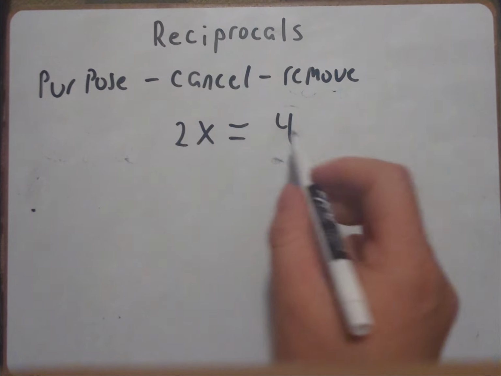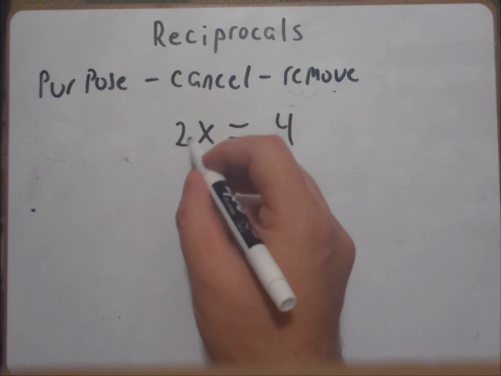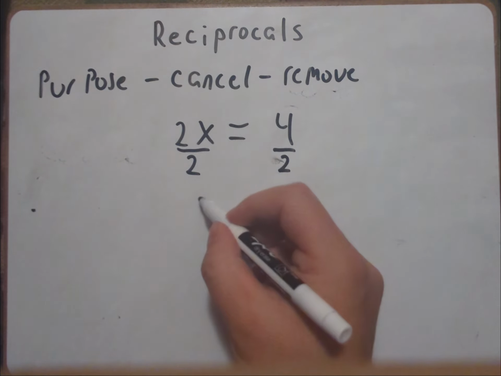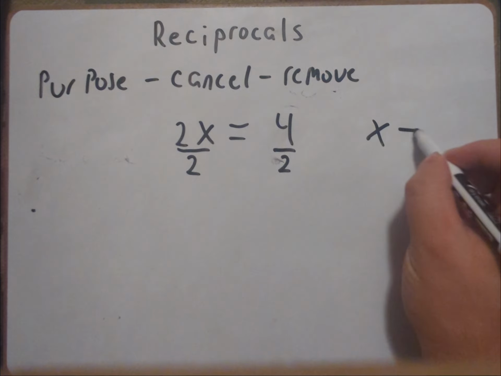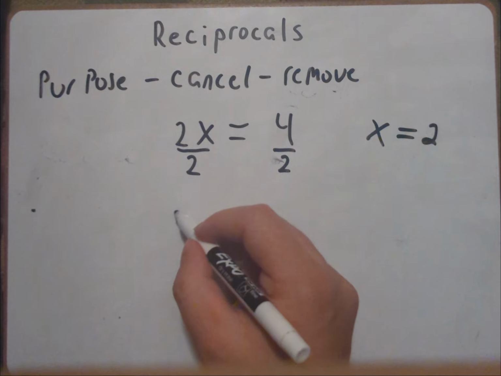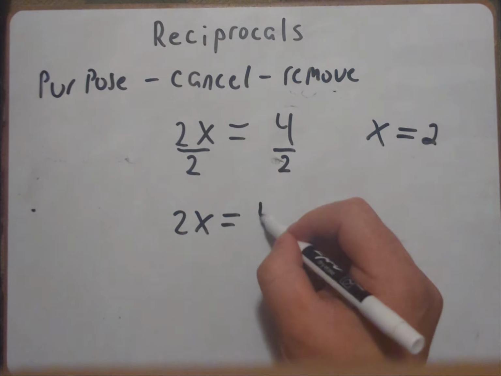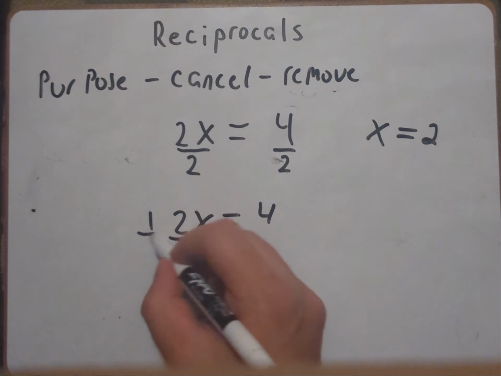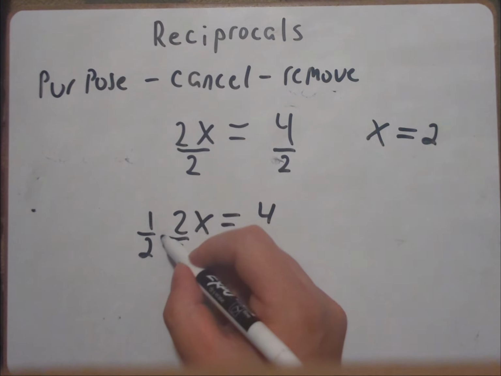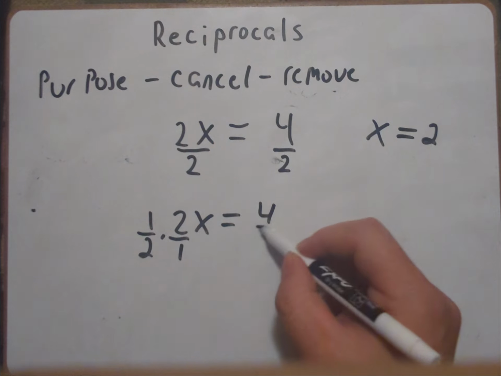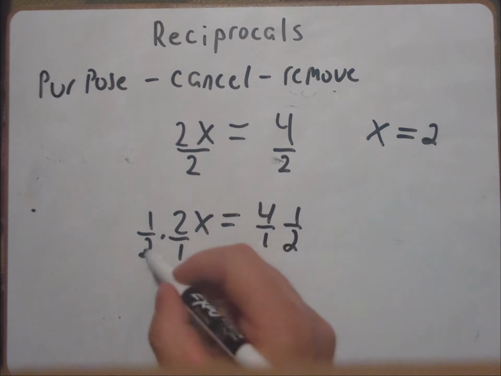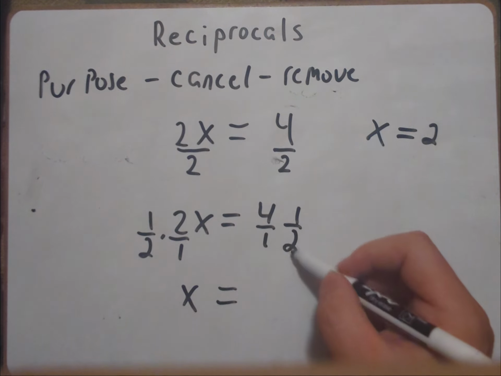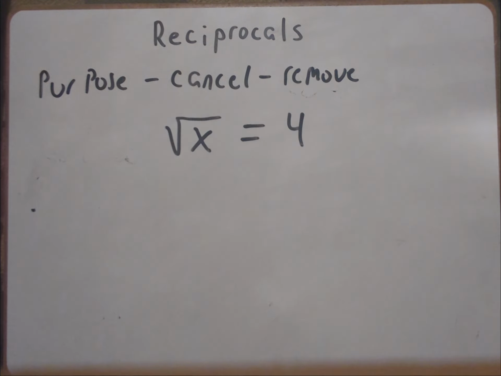So think of 2x equals 4. Well, to get rid of this 2, we divide both sides by 2, which will just give us x equals 2. But another way to think of this is reciprocal. Well, this is just 1, so we're going to take this as 1 over 2. And we've got to do the same thing over here. This will be 1 over 2. The 2's cancel, so we're left with x. And 4 divided by 2 is 2.